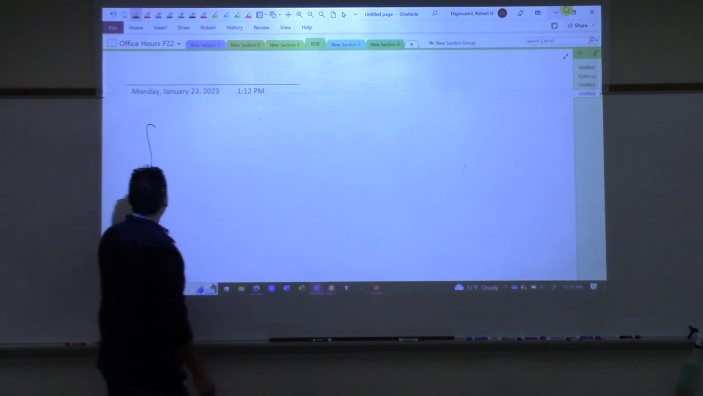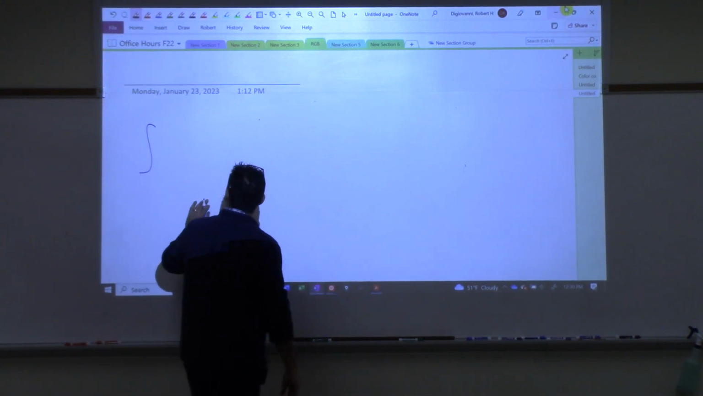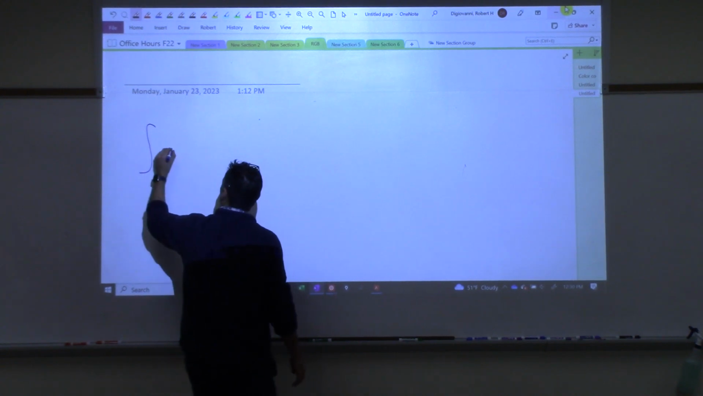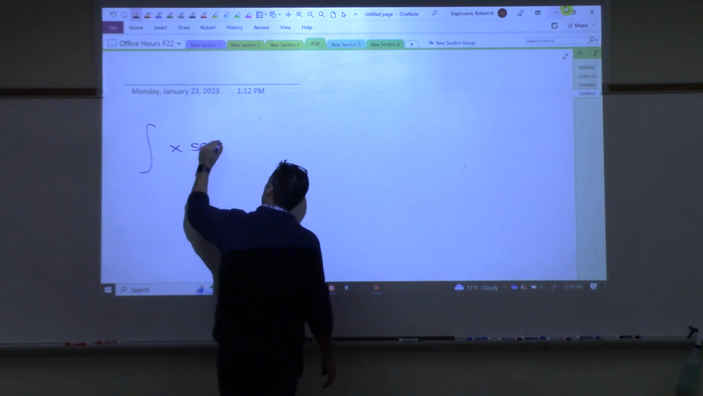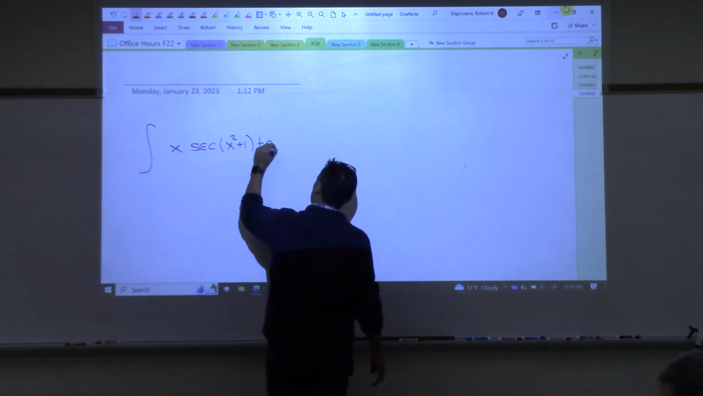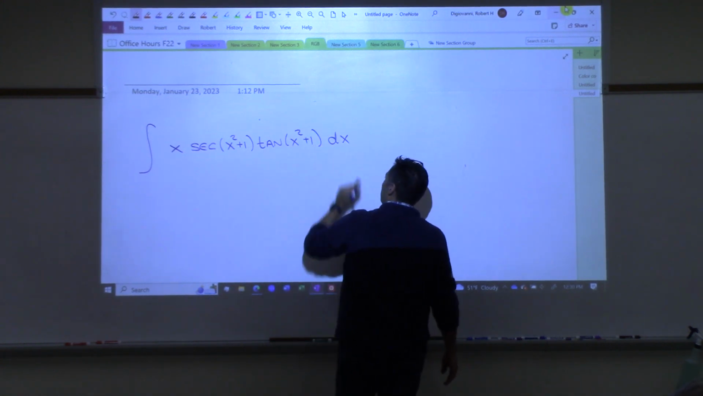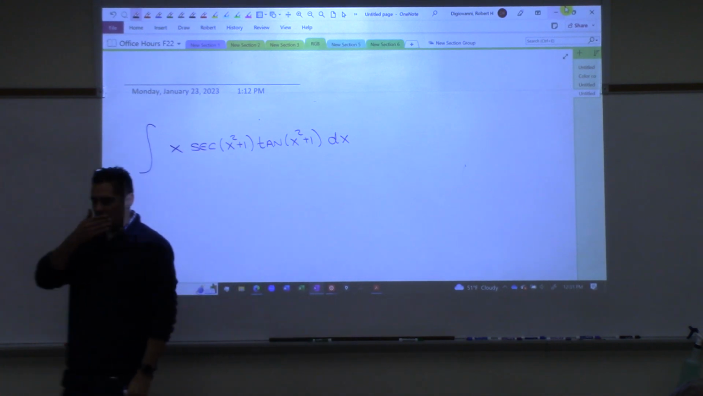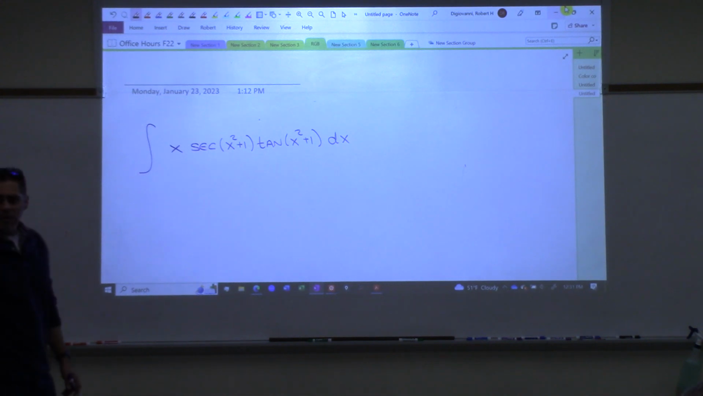All right. How about this one? I'll try and give you one that's not a fraction. How about this? The integral of x secant(x squared plus 1) tangent(x squared plus 1). I'm trying to keep this pretty straightforward right now. I know it looks terrible, but this would be considered to be pretty straightforward.